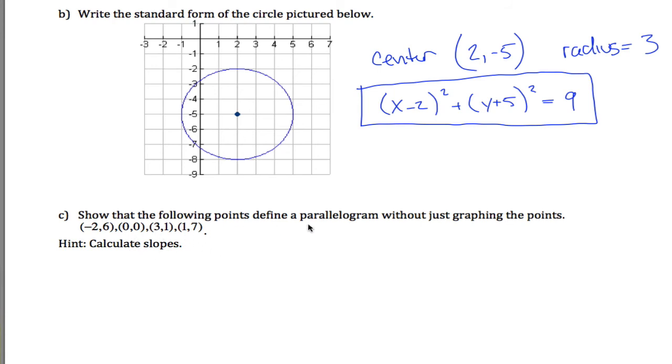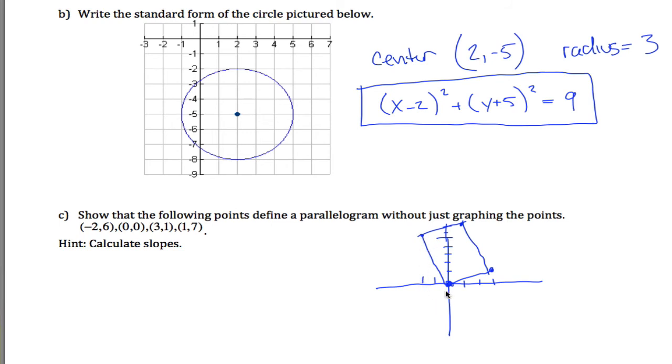What you do is, instead of drawing these things, well, it might help to draw them just so I have something to reference. See, the point (0, 0) is right here. The point (3, 1) is somewhere in here. The point (1, 7), 1, 2, 3, 4, 5, 6, 7, is way up here. And the point (-2, 6) is way up here. It's a very poor drawing, but I end up with some shape that looks something like this. The question is, is this a parallelogram?